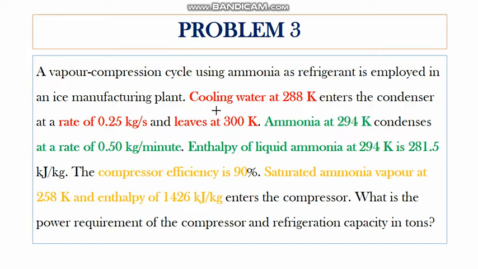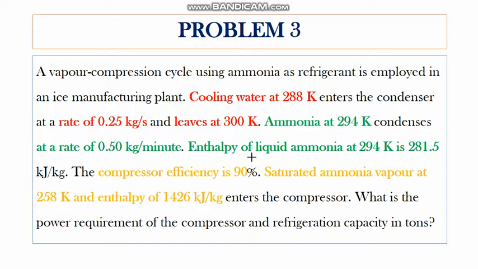In the ice manufacturing plant, we have cooling water and ammonia. Okay, cooling water enters at 288 Kelvin, and the rate of the cooling water is 0.25 kg per second, and it leaves at 300 Kelvin. So you are given the entering temperature, the leaving temperature, and the mass flow rate. And ammonia is at a temperature of 294 Kelvin and it condenses at a given rate. A condensation process is happening and the rate is given.